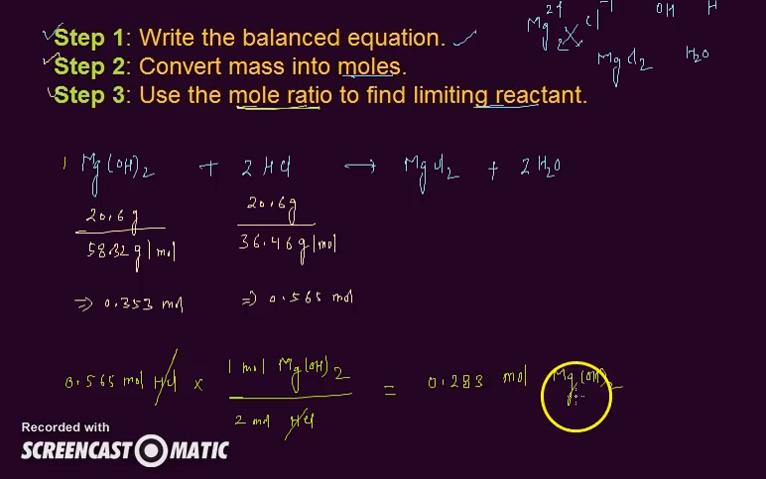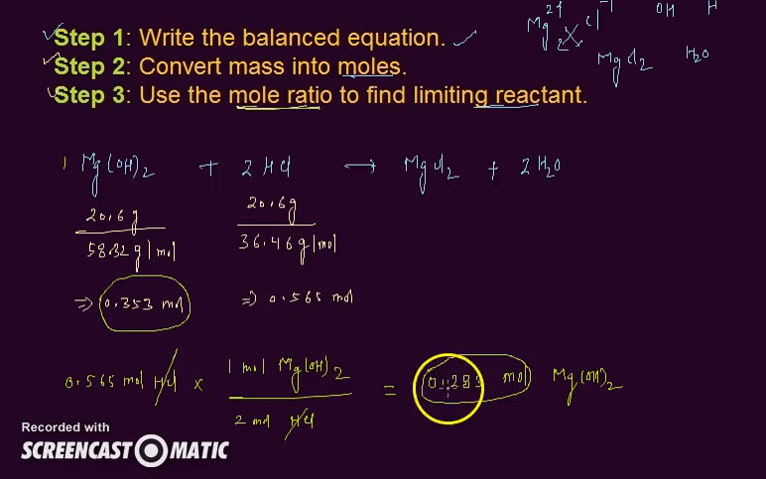Now we compare the moles of magnesium hydroxide. These are the moles of magnesium hydroxide given in the problem, and these are the moles of magnesium hydroxide required in the reaction. When we compare these numbers, 0.353 is greater than 0.283. It means that we are given more moles of magnesium hydroxide, but we require fewer moles of magnesium hydroxide. As a result, we find that magnesium hydroxide is given in excess. This is an excess reactant.